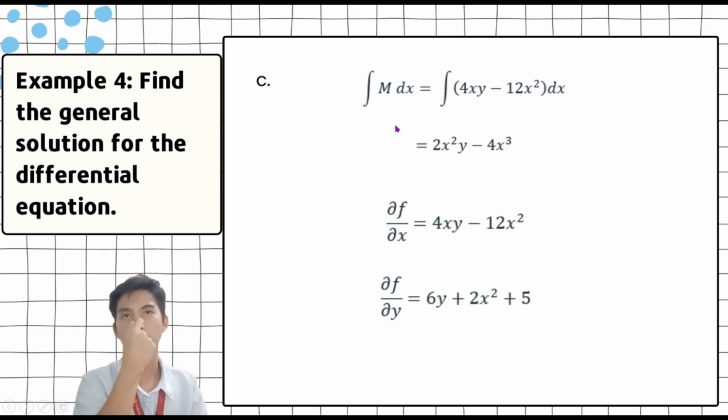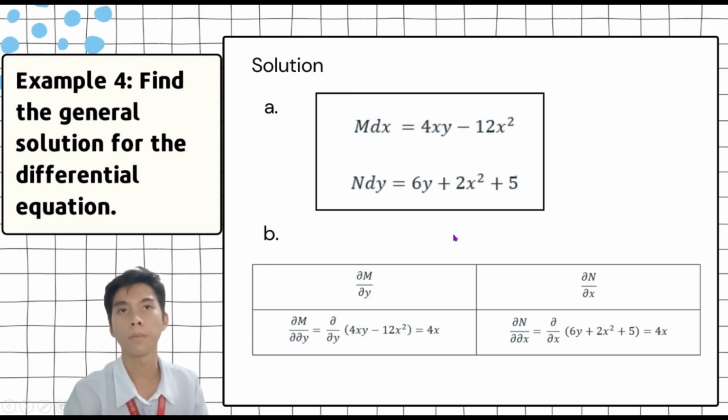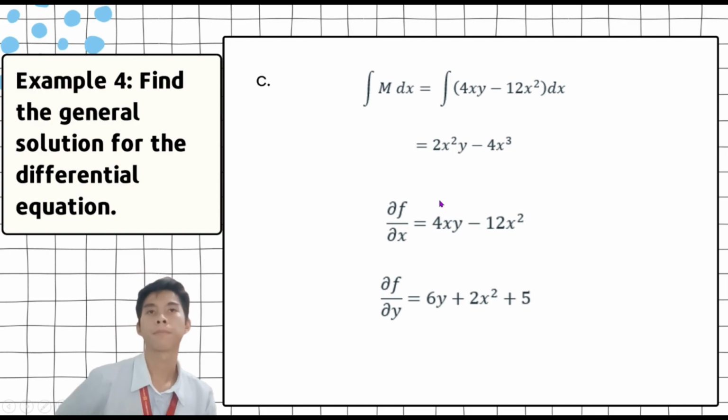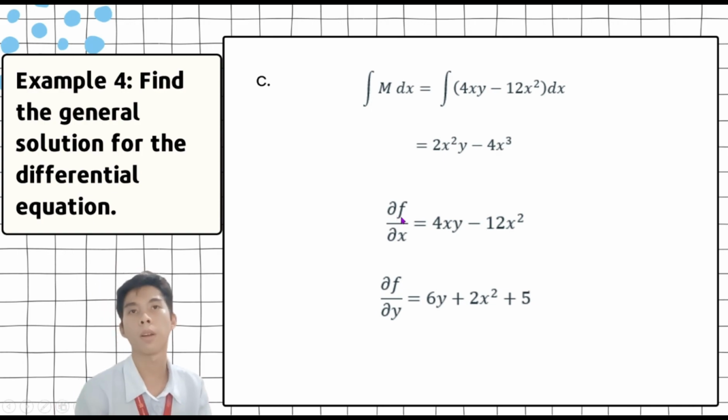For our next step, we find the integral of the term used in this solution, which is M dx. So we need to find the integral of M dx. Therefore, the integral of 4xy minus 12x squared dx is equal to 2x squared y minus 4x cubed. Then next is to identify the value of the partial derivative of f in terms of x and the partial derivative of f in terms of y.